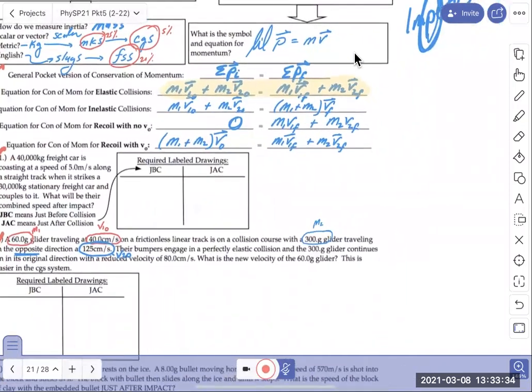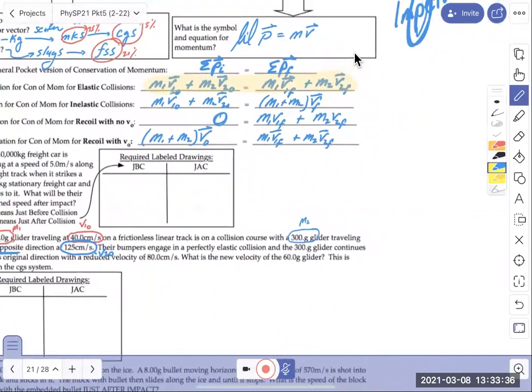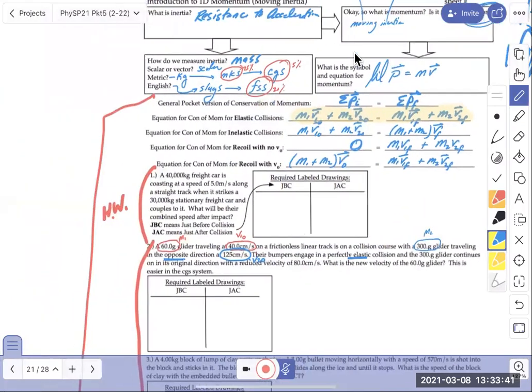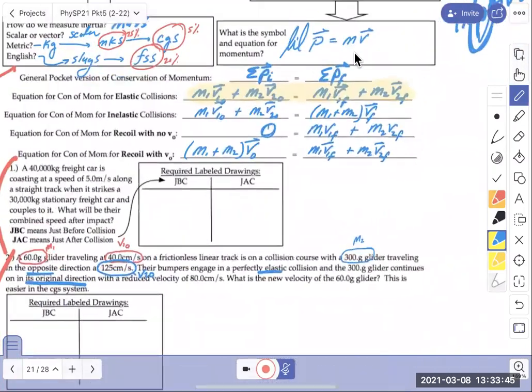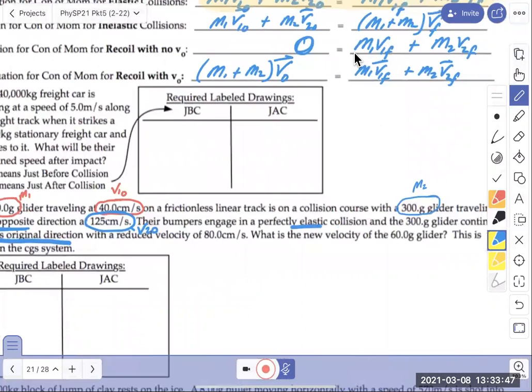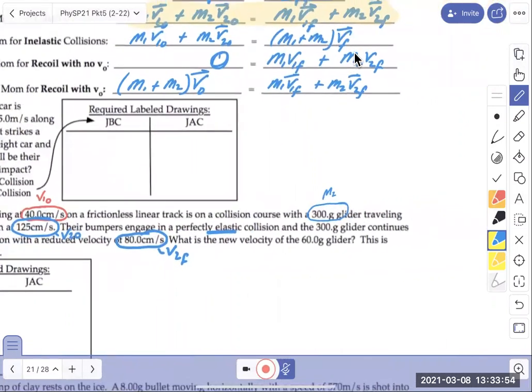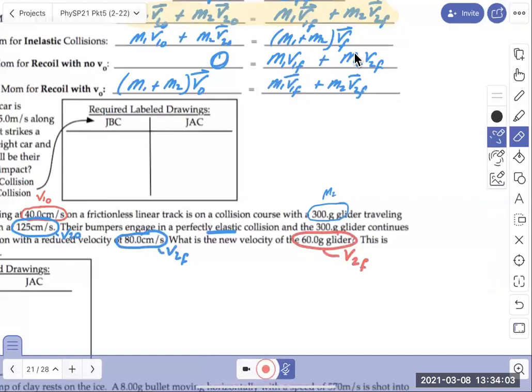Their bumpers engage in a perfectly elastic collision. Okay, so it's elastic. That's an important word. And the 300-gram glider continues in its original direction with a reduced velocity of 80 centimeters per second. That would be my V2 final. What is the new velocity of the 60-gram glider? So they're asking me for V1 final. What is V1 final?